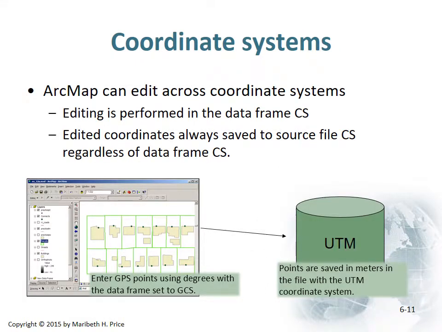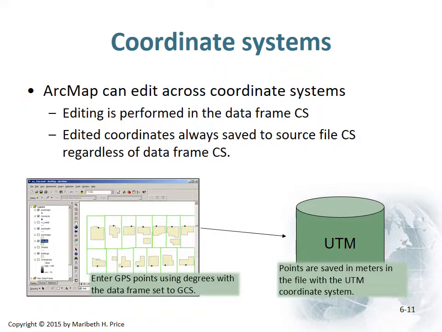One of the really cool features of ArcMap with regard to coordinate systems is that it can edit across coordinate systems. And as the slide's indicating here, your editing is performed in the data frame coordinate system, but the edited coordinates are always saved to the source file coordinate system, no matter what the data frame is set to. So using the example here, we're looking at entering GPS point locations using degrees with the data frame set to geographic coordinates, but they're stored in the file with Universal Transverse Mercator coordinate systems, which is based on meters. So pretty cool to be able to do that.